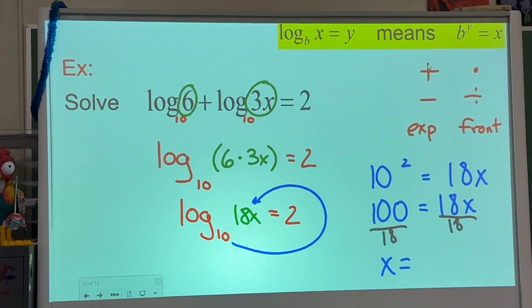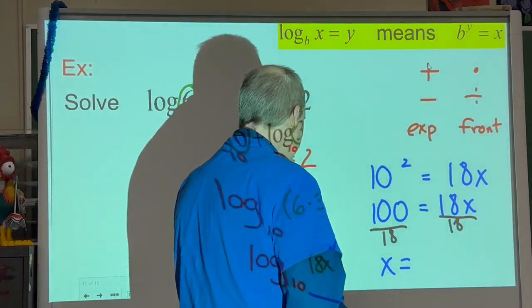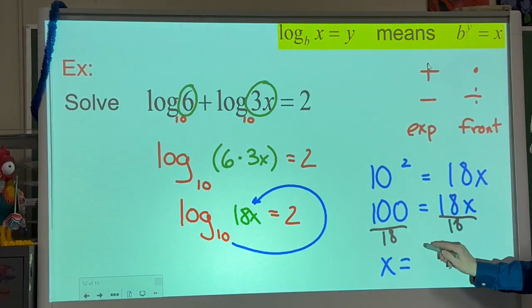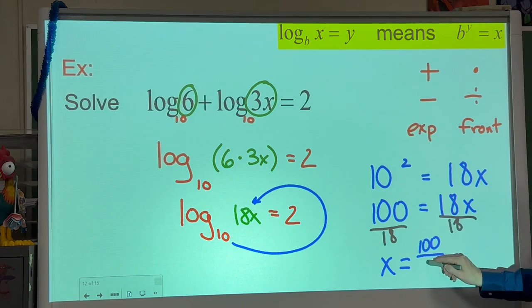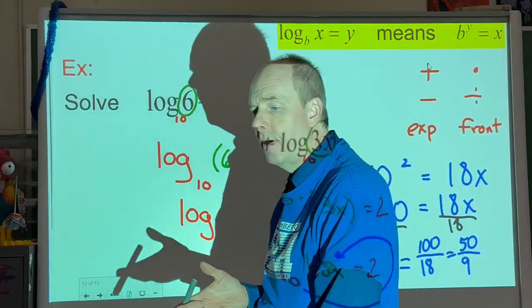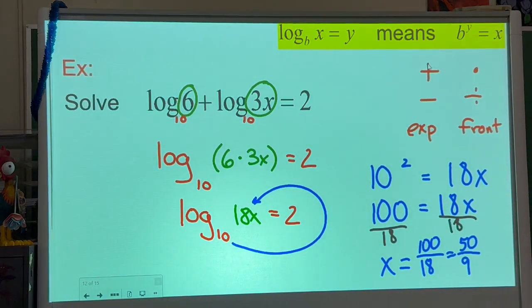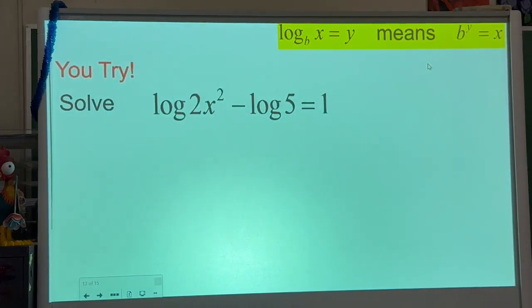Let's see. 100 divided by 18. Well, I could reduce that. They're both even. That would be 50 over 9, one possible answer. Or if you want to divide, 5.5555 repeating forever. You try. Hit pause, come back when you're ready, try it out.